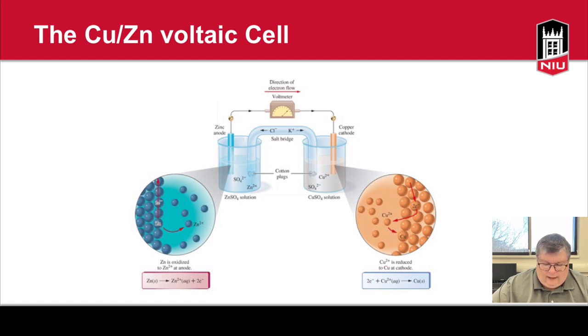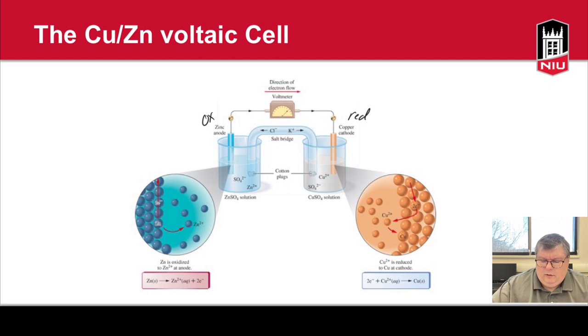Now at the anode, the zinc gets oxidized. At the cathode, the copper gets reduced. So what happens is the zinc actually comes off of the anode and starts becoming part of the solution. The solution gets more concentrated in zinc. Okay? And the zinc anode actually becomes lighter. It loses mass to the solution.